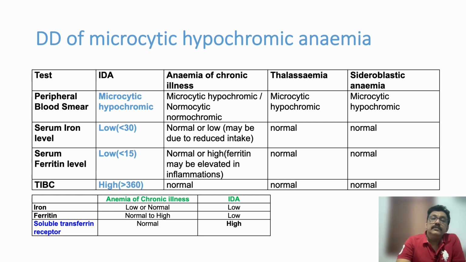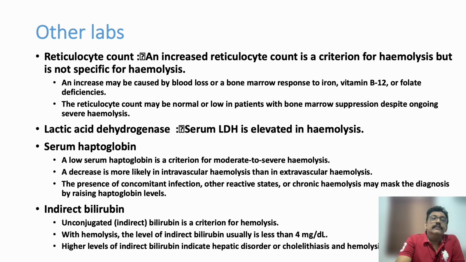So all these investigations will help you to make a proper diagnosis, but history is very important. Once you understand that it is iron deficiency anemia, you have to ask whether the stool is red color or black color, to rule out fresh blood loss or chronic blood loss. Then you have to ask about any increased menstrual bleeding.